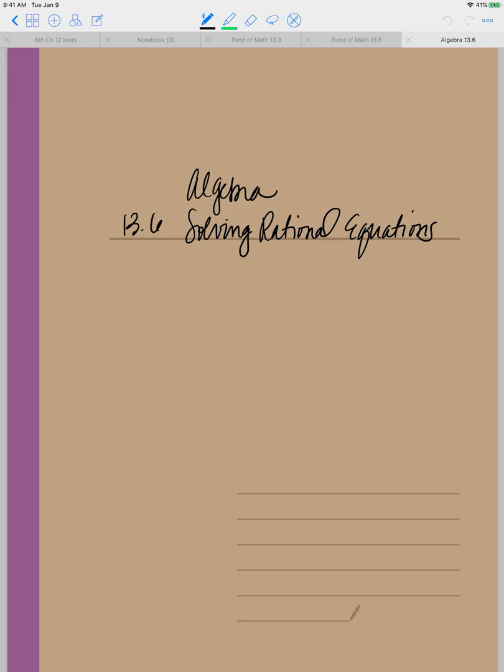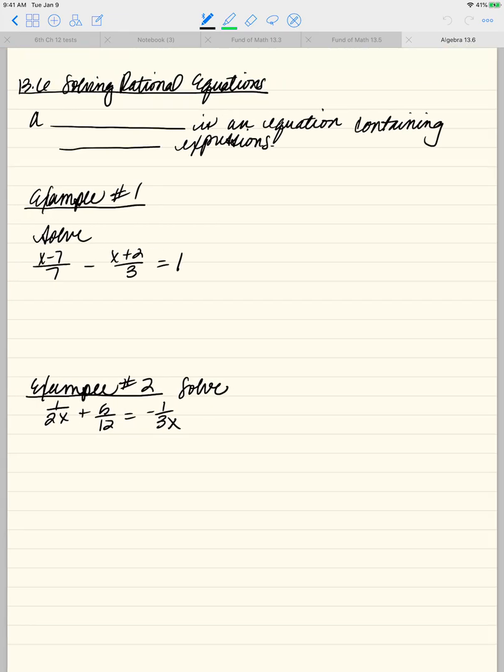All right, algebra. Today we are going to solve rational equations. Starting off with the definition so we know where we're going. A rational equation is an equation that contains, dun dun dun, rational expressions.